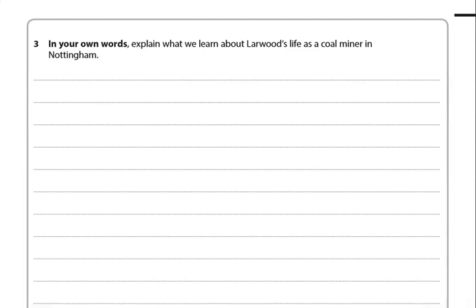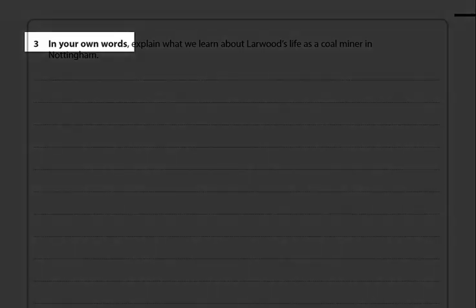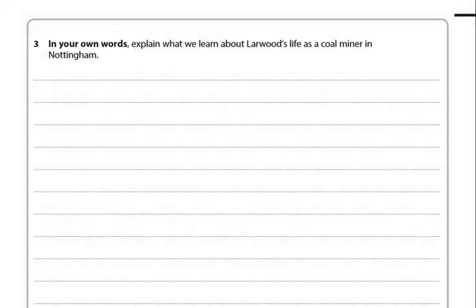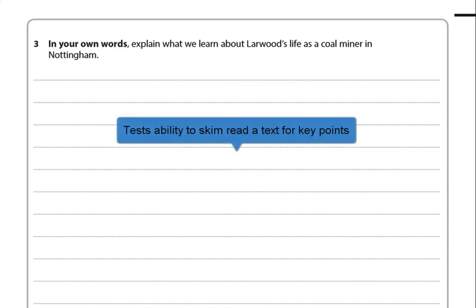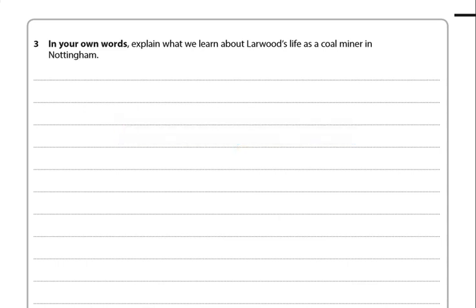Question 3 typically begins "in your own words", and that is telling you that the answer that is required is a summary. So question 3 is asking for a summary. It is testing your skimming skills, whether you can skim read a text and identify the key points and then select the most important ones of those to provide a summary in your own words of a particular aspect of the text. And in this case, it's what we learn about Larwood's life as a coal miner in Nottingham. So it's not about him as a cricketer, it's about his life as a coal miner.